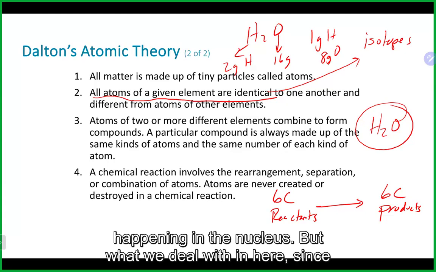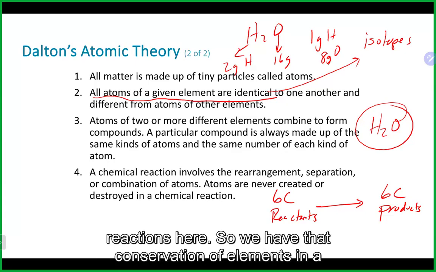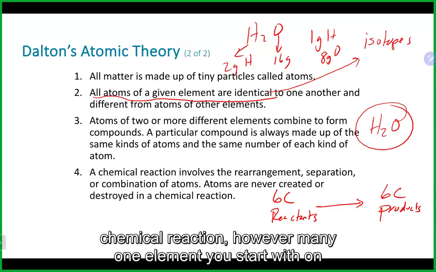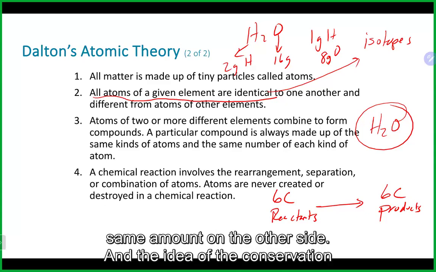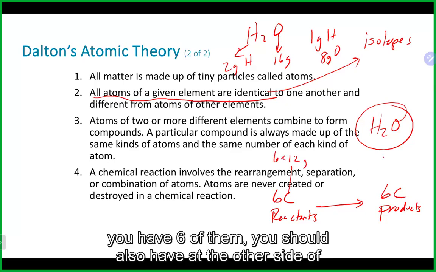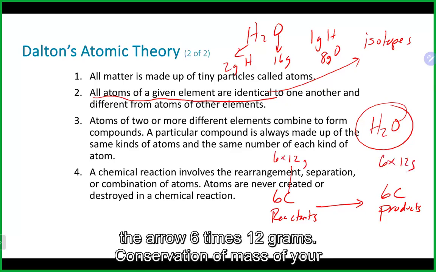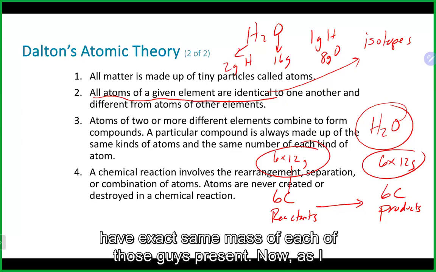But since we don't do the nuclear chemistry chapter anymore, we won't deal with it at all. We only deal with chemical reactions here. So we have that conservation of elements in a chemical reaction. However many of one element you start with on the left-hand side of the arrow, you should end with the exact same amount on the other side. The idea of the conservation of mass is a simple one as well. Since carbon is 12 grams and you have 6 of them, you should also have 6 times 12 grams on the other side of the arrow. Conservation of mass of your elements from your reactant side to your product side. You'll have the exact same mass of each of those present.